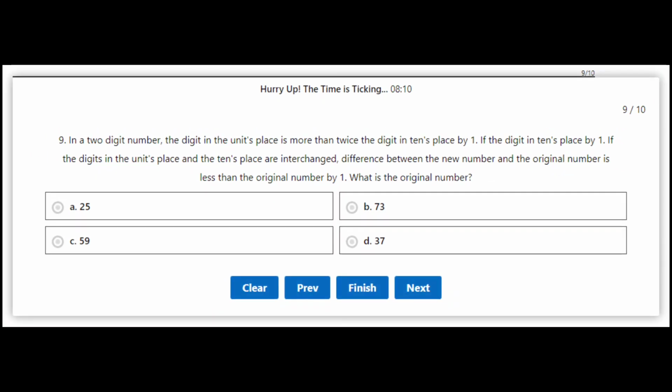Our question number 9 is: in a two-digit number, the digit in the units place is more than twice the digit in the tens place by 1. If the digits in the units place and the tens place are interchanged, the difference between the new number and the original number is less than the original number by 1. What is the original number? So there are conditions given for that number, and we have to find the original number according to the question.